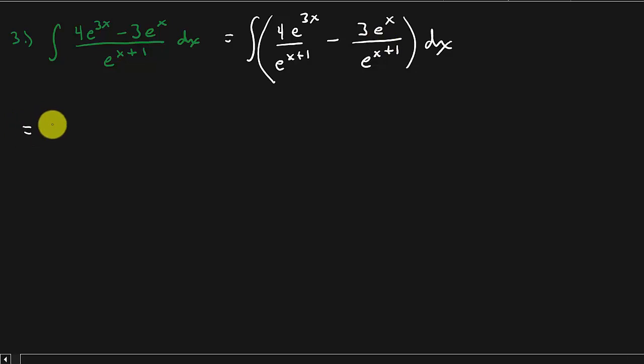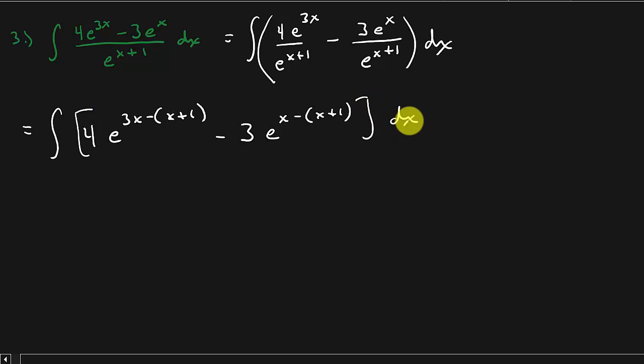Well, what happens when we have a fraction or division and we have like bases? You subtract exponents, right? It would be e to the 3x minus (x plus 1). Don't forget to put the x plus 1 in parentheses because it's minus the whole thing. And then I have minus 3, and that's going to be e to the x minus (x plus 1).